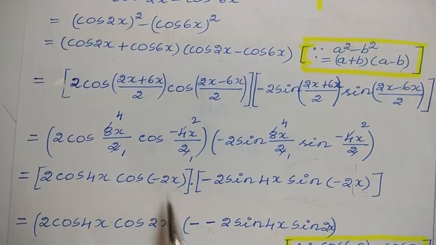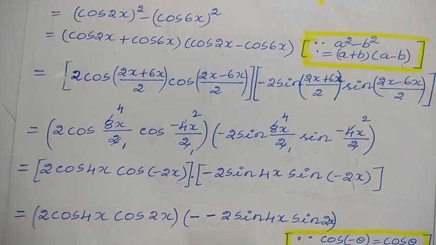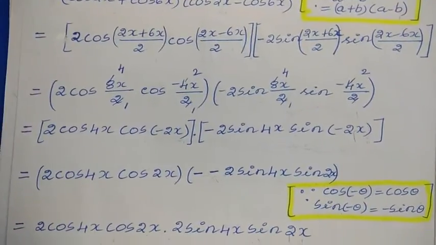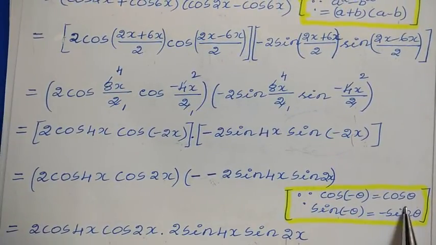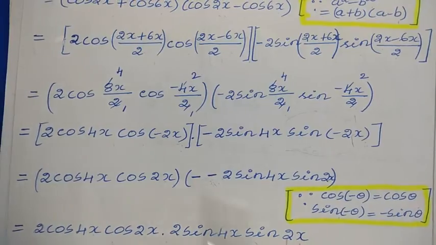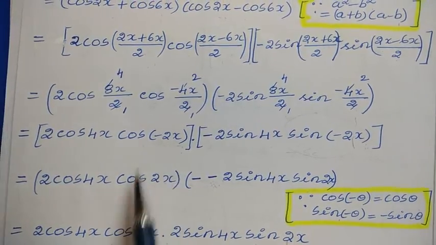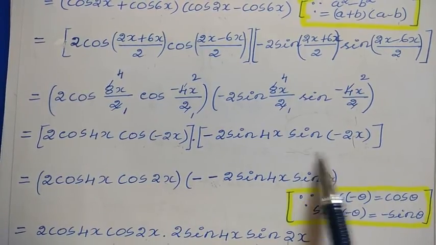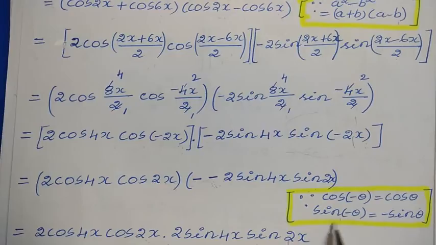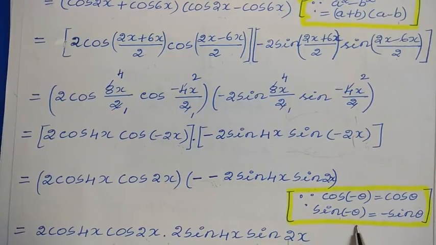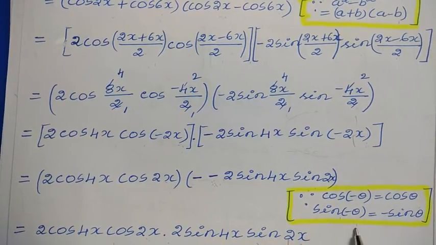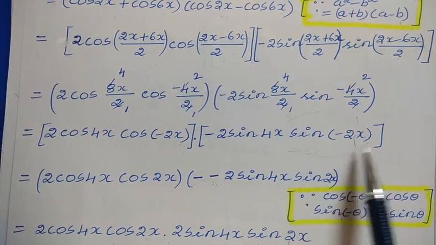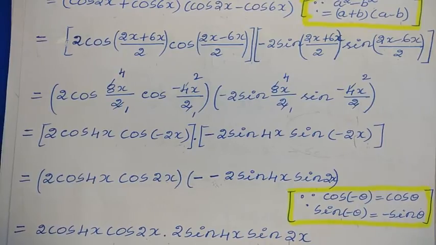Here, cos minus 2x is nothing but cos 2x itself, because we know the negative angle identity we have studied, that cos minus theta is equal to cos theta. It will remove the negative sign. Here in the place of theta we have 2x, so cos minus 2x is equal to cos 2x. Then sine minus 2x: we can use the negative angle identity, where we know that sine minus theta is equal to minus sine theta. Here in the place of theta we have 2x, so sine minus 2x is equal to minus sine 2x.